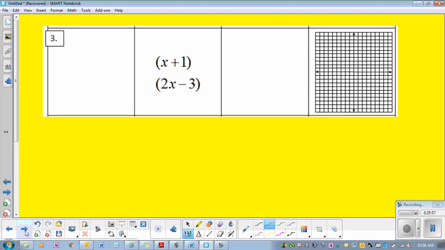Okay, so then they give me the factors. I'm going to get the equation, which is basically the same thing, right? X plus 1 and then 2x minus 3.